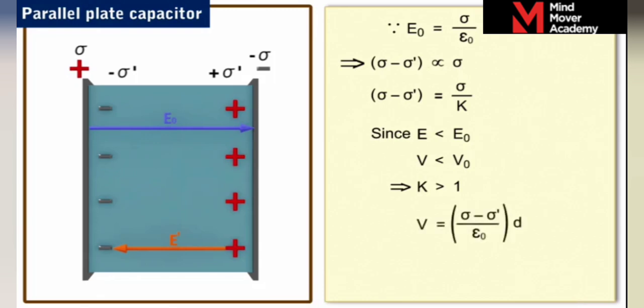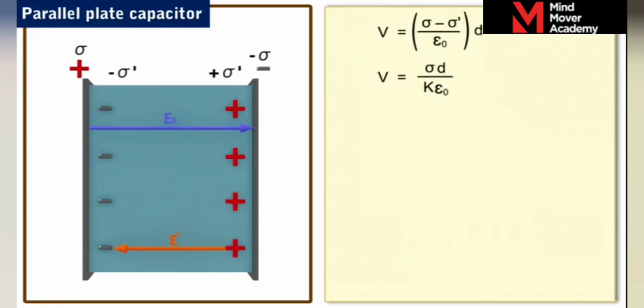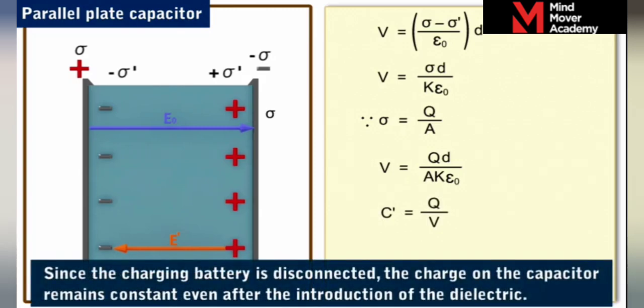Using sigma minus sigma dash equal to sigma by K in the expression for V, we get V is equal to sigma d by K epsilon naught. But since sigma is equal to Q by A, we have V is equal to Qd by A K epsilon naught. Therefore, the capacitance with a dielectric medium is C dash equal to Q by V. Here, it is of importance to note that since the charging battery is disconnected, the charge on the capacitor remains constant even after the introduction of the dielectric.